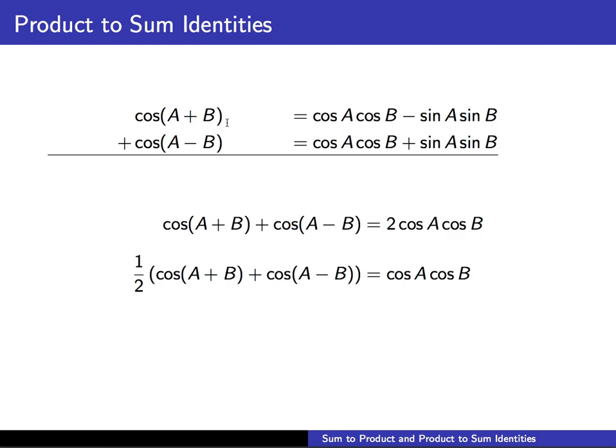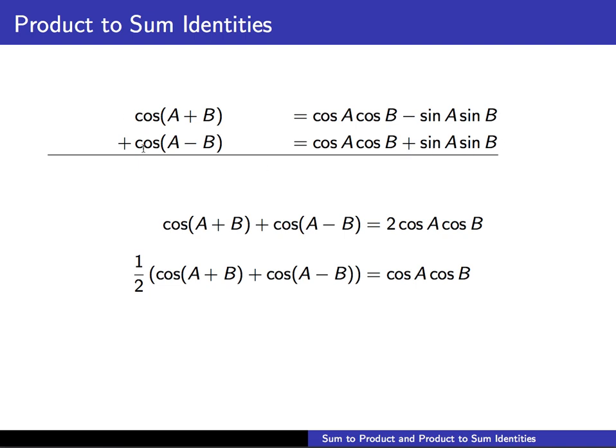So we've talked in the past that when we add two angles and take the cosine of it, your angle sum for cosine is cosine of the first times the cosine of the second minus the sine of the first times the sine of the second. And for the difference identity for cosine, it's the cosine of the first times the cosine of the second plus the sine of the first times the sine of the second.